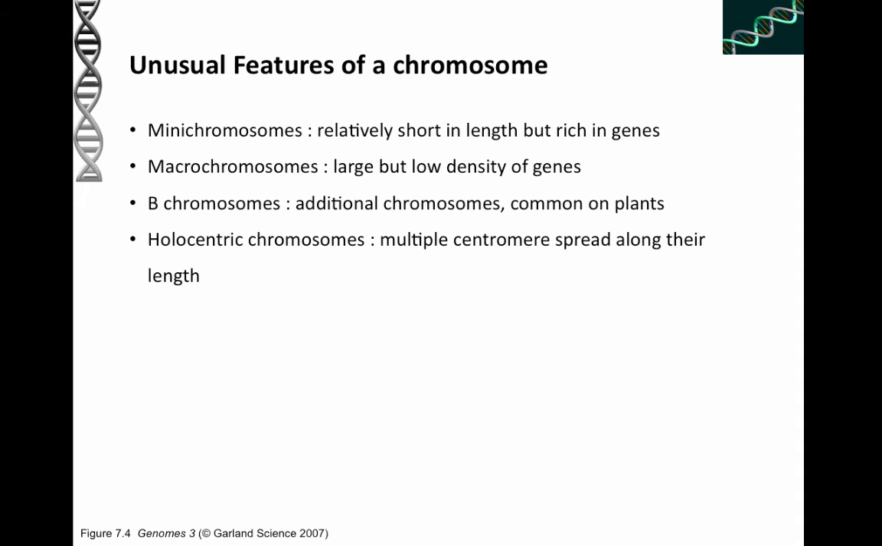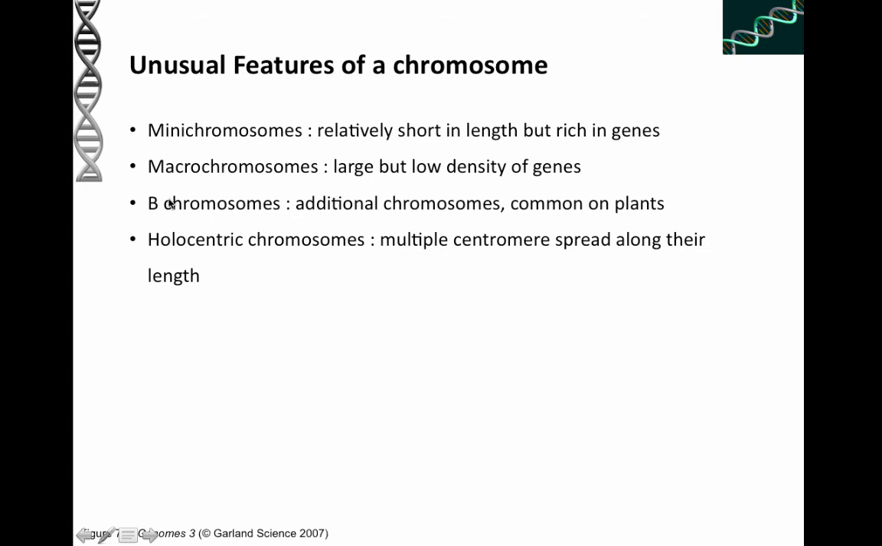So mostly the chromosomes share similar features: two chromatid arms, a centromere and a telomere at each end, and a relatively similar size. But among many eukaryotic systems, there are some unusual features of the chromosome found.